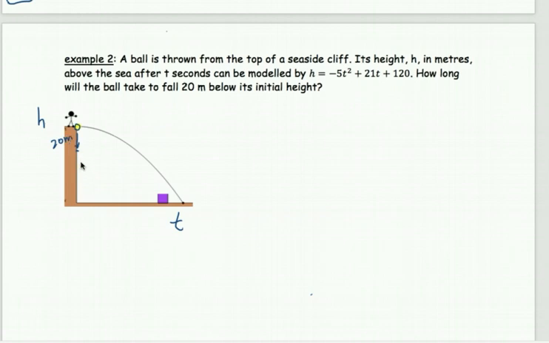Knowing that, we need to figure out how long it will take the ball to fall there. So if we're extrapolating here, for the ball to go down, down, down 20 meters, how long did that take? That's what we're trying to find.